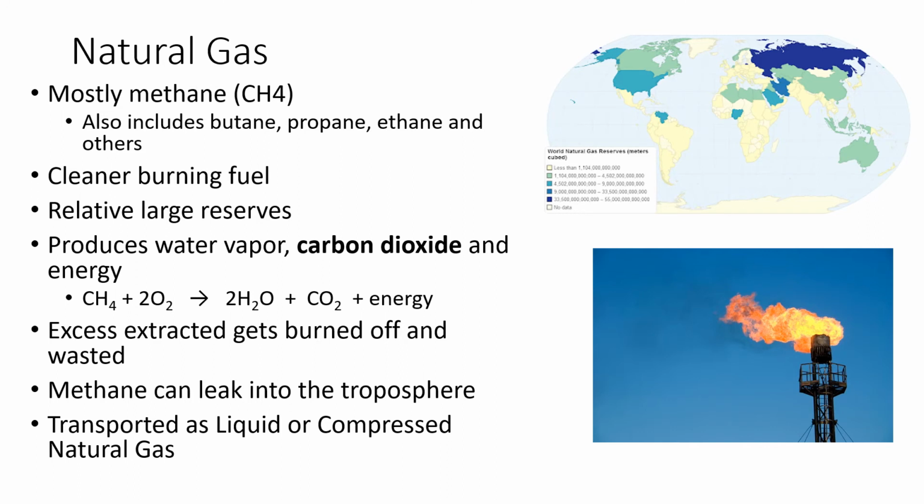Another thing that can happen is that as we're extracting, the methane can leak into the troposphere, and methane is one of the most powerful greenhouse gases there is. We talk about carbon dioxide a lot, and we haven't done climate change yet. I get that. But the reason why we talk about carbon dioxide is because it's so prevalent, there's so much of it. But methane is much more powerful as a greenhouse gas. And then when we transport it as a liquid or compressed natural gas, either we bring it down to temperature or we squeeze it.